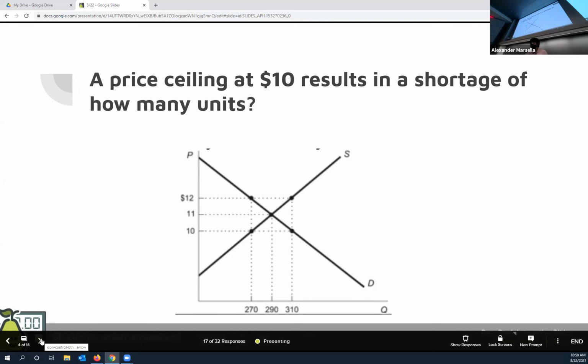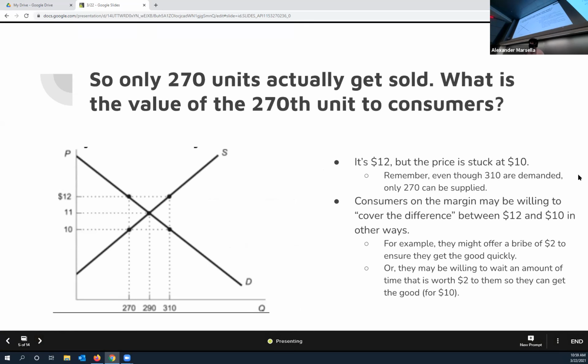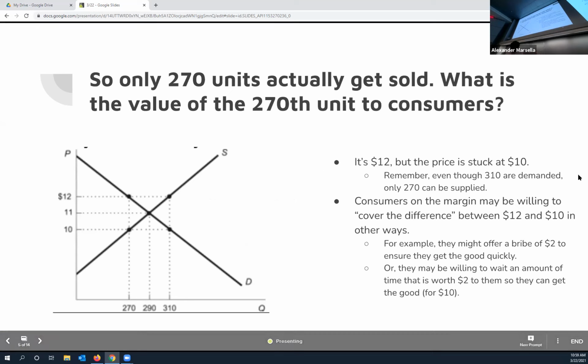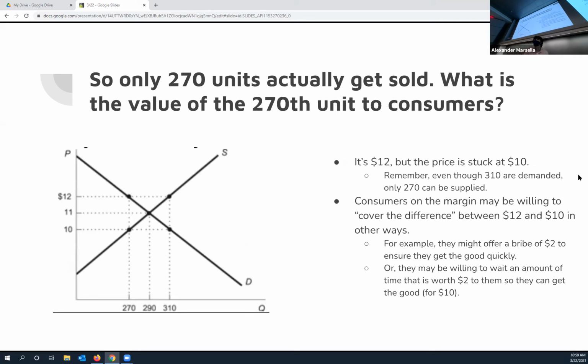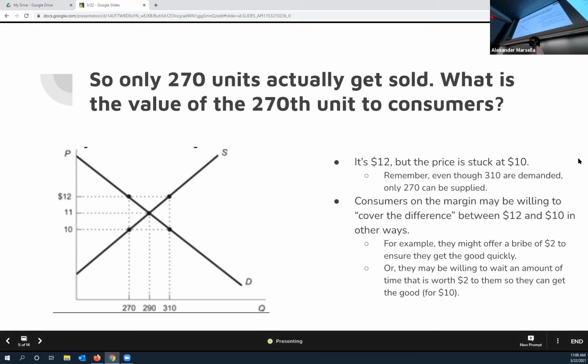Okay. Now, I forgot to animate this slide. It's all at once. I apologize. So we've established that only 270 units actually get sold, right? Demand is 310, supply is 270. The minimum of the two is what people can actually take home, right? So people take 270 units of this good home. Now, the 270th unit in a free market at equilibrium would be worth $12. Somebody is willing to pay $12 for that. That's what the demand curve tells us. The demand curve says this is what someone's willing to pay for each individual unit.